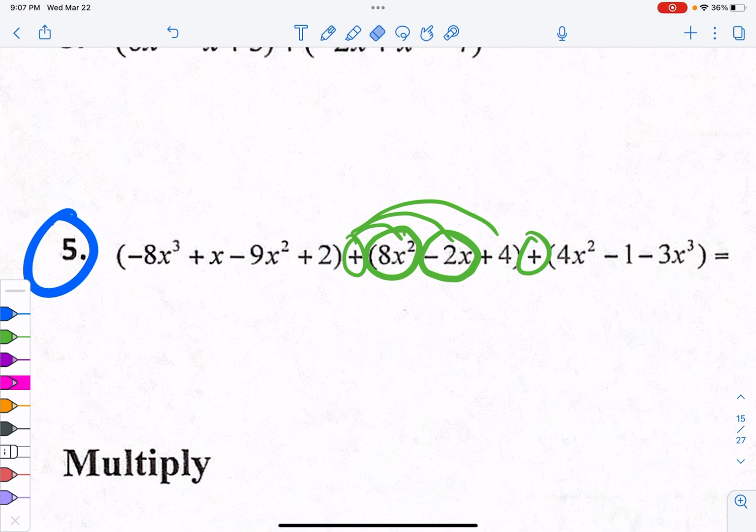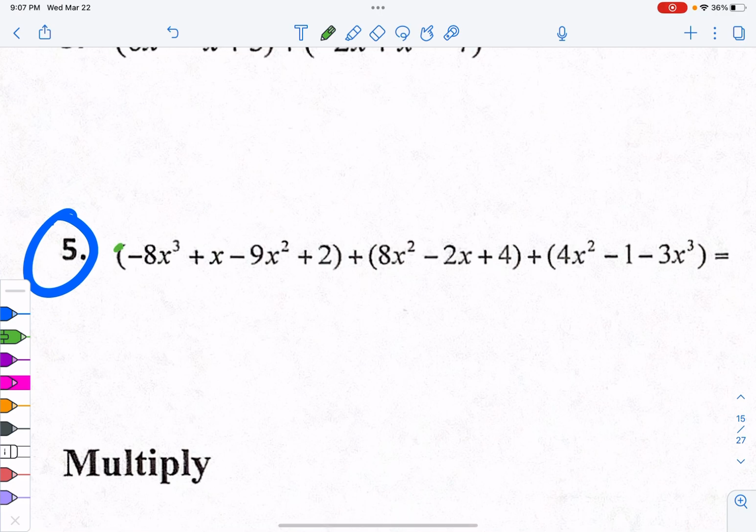So really what's happening is when we are adding those all together, we can just drop these parentheses off and then combine like terms. So let's pretend that those parentheses are not there. You can rewrite the whole thing if you want to, but just remember that when you're adding, the sign's not going to change, okay? All we have to do is combine like terms.